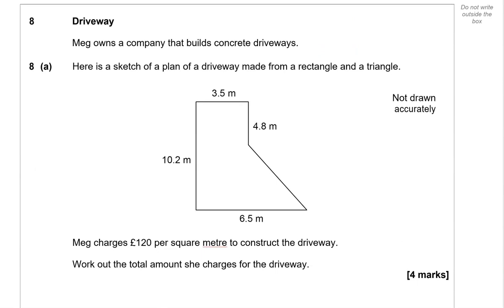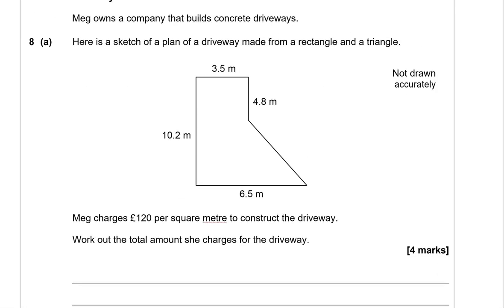Driveway. Meg owns a company that builds concrete driveways. Here is a sketch of a plan of a driveway made from a rectangle and a triangle. Meg charges £120 per square meter to construct the driveway. Work out the total amount she charges for the driveway.